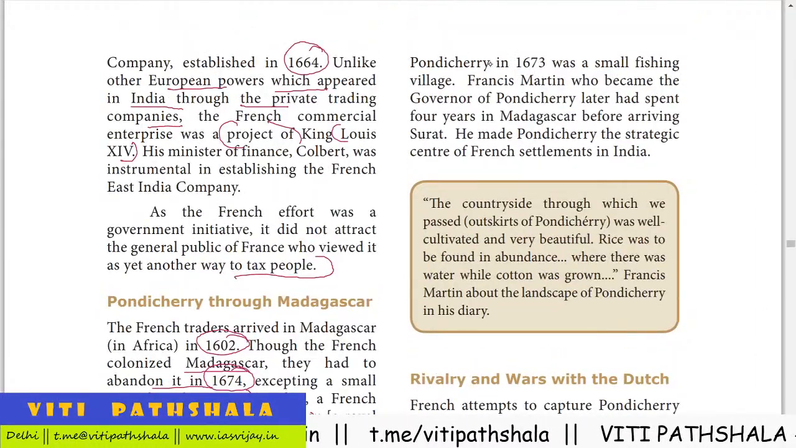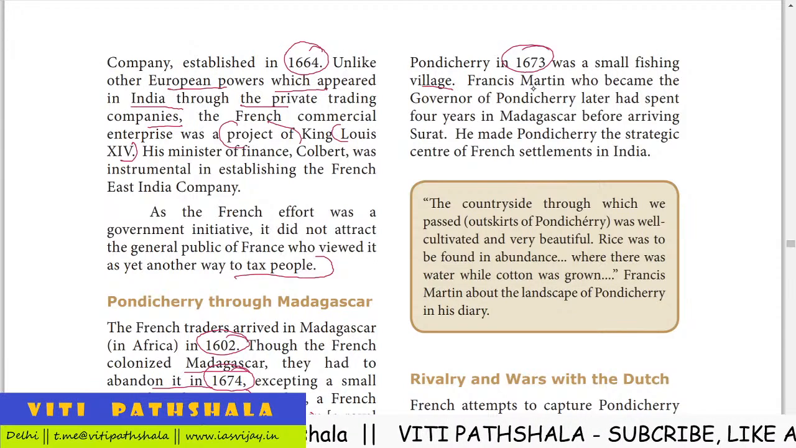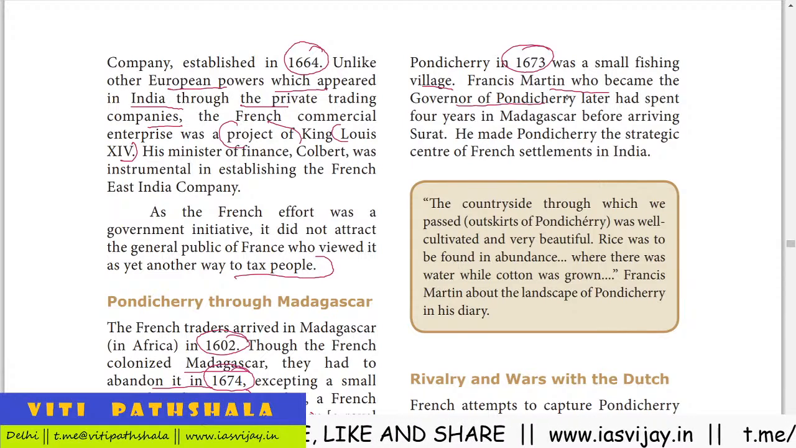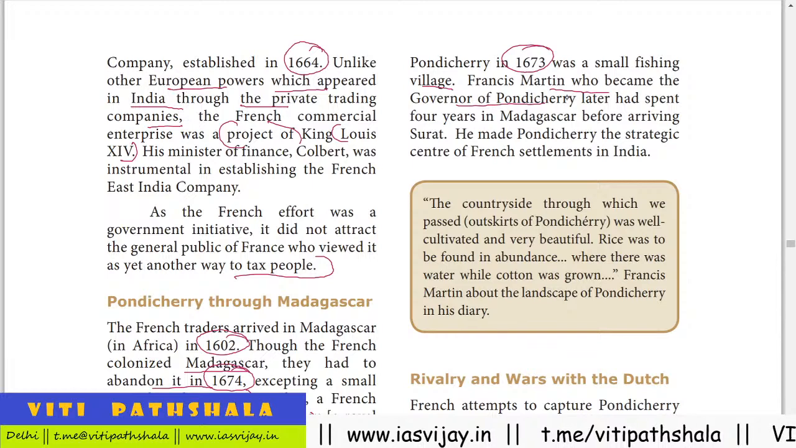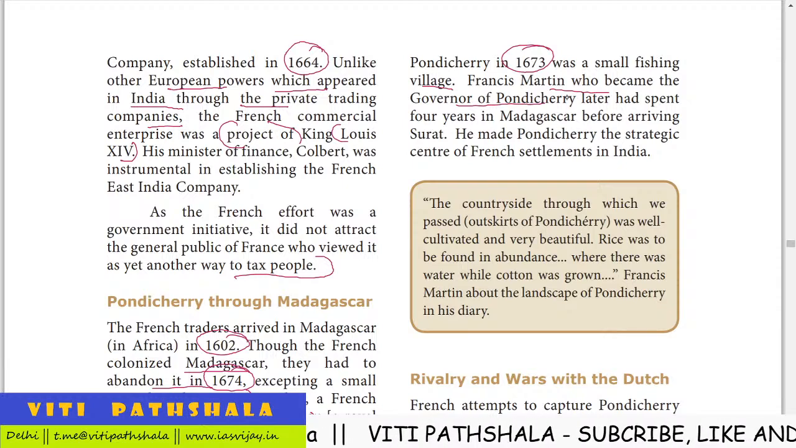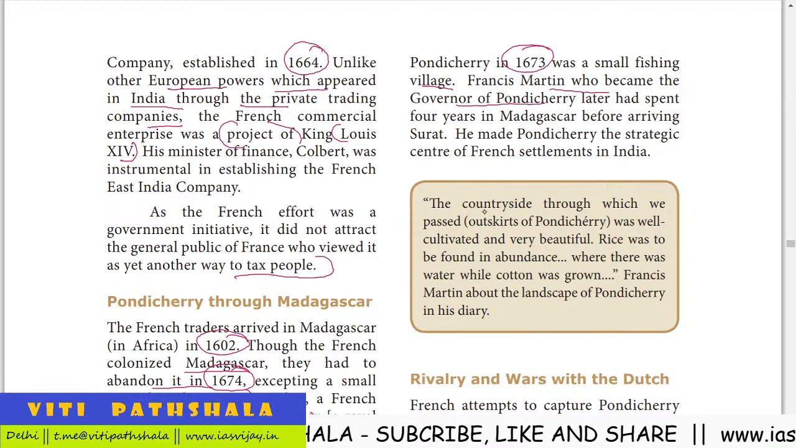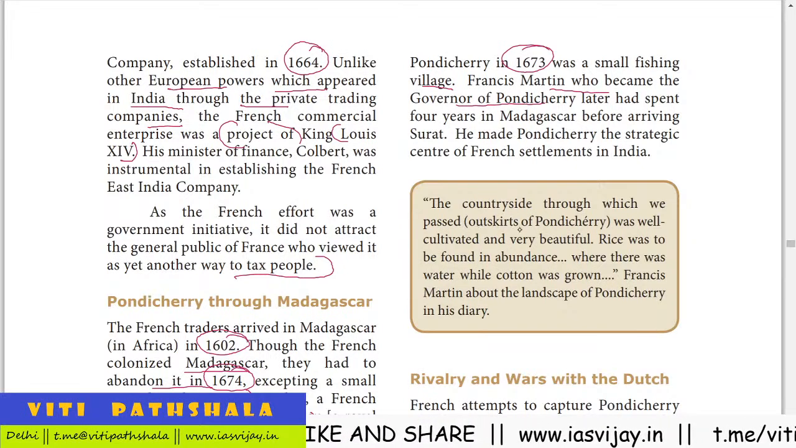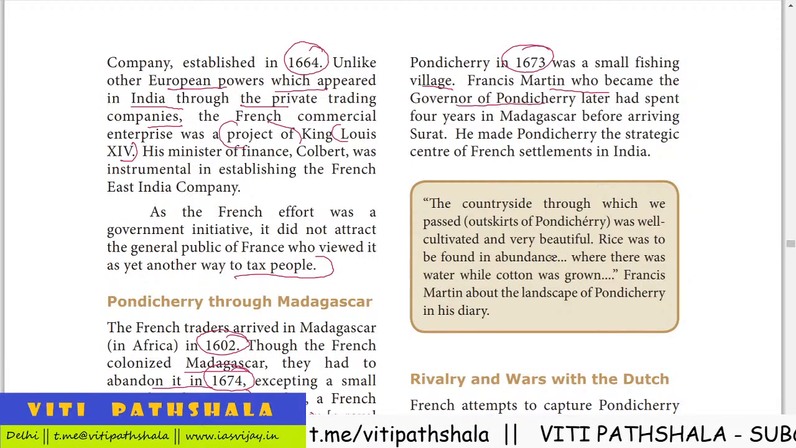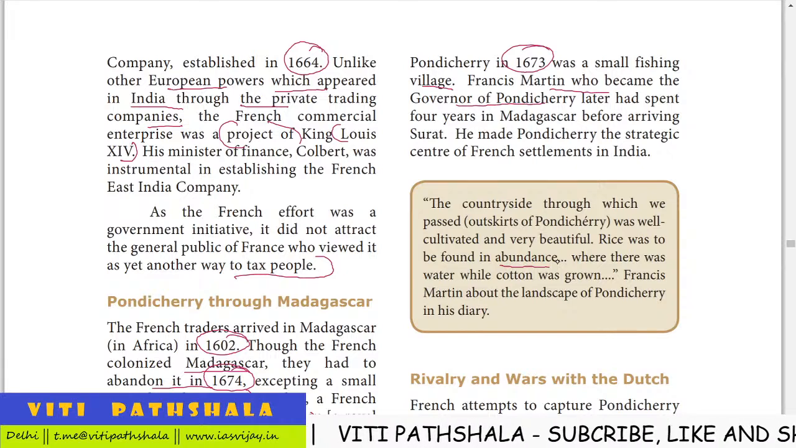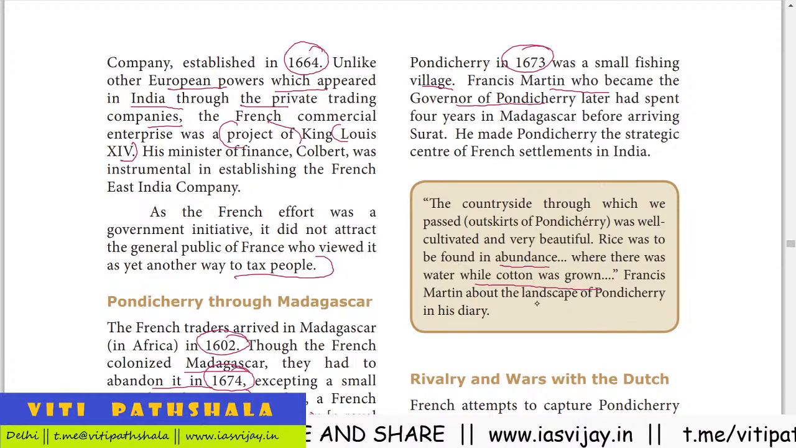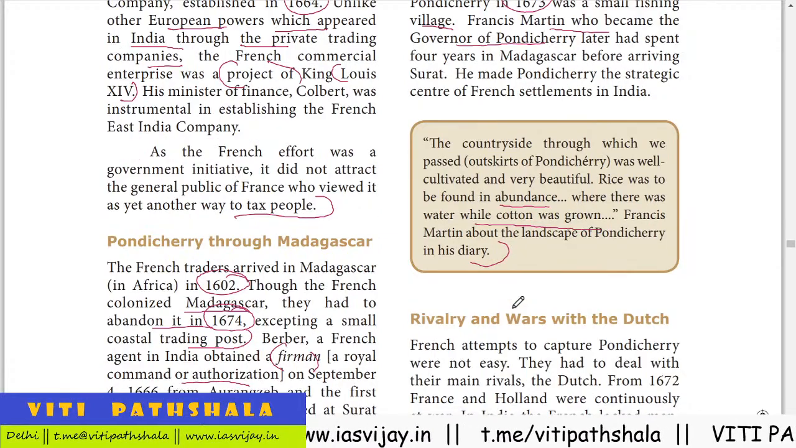Now, Pondicherry in 1673 was a small fishing village. Francis Martin, who became the governor of Pondicherry, had spent 4 years in Madagascar before arriving in Surat. Now, he made Pondicherry the strategic center for the French settlements in India. The countryside through which we passed, outskirts of Pondicherry, was well cultivated and very beautiful. Rice was to be found in abundance, where there was water, while cotton was grown. Francis Martin wrote this about the landscape of Pondicherry in his diary.